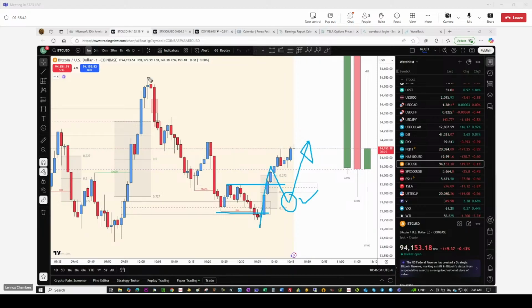Similar to what happened here, we get this move, we get the pullback in. So this is what we were expecting, a pullback like that. Even at this point, move up, pull back, and then we go. But sometimes the pullback is just very brief and very quick, and this is one of those times. There's never any guarantee of this, but the probability is higher that we'll get this pullback.